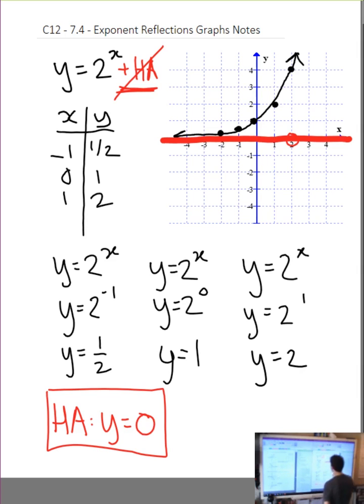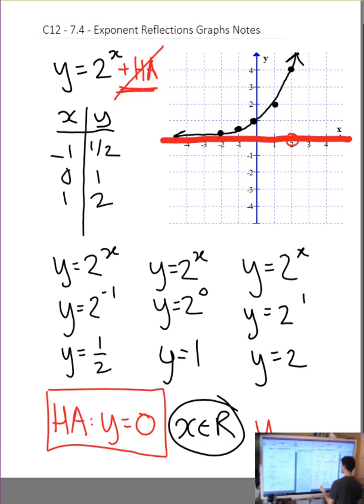We're also going to talk about domain and range. The domain of an exponential function is all real numbers, unless it's a word problem. The range is y is going to be greater than or less than the horizontal asymptote. So our horizontal asymptote is y equals 0. We can be everything above that. So our range is y is greater than 0, not equal to, because we never hit 0.